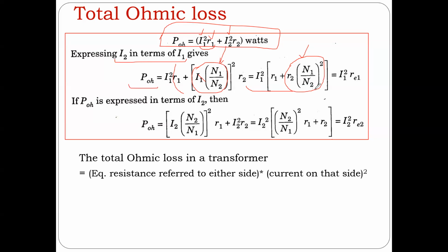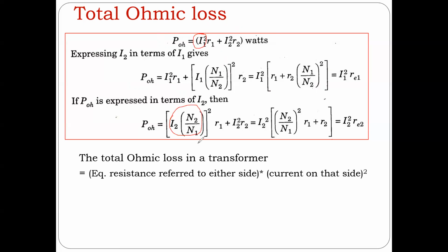So the total ohmic loss would become I1 squared, the current in the primary circuit, times the equivalent resistance of the entire circuit as if the secondary resistance has been transferred to the primary. Or let's do it the other way. Now let's convert this I1 to I2 times N2 over N1, and then try to solve it.